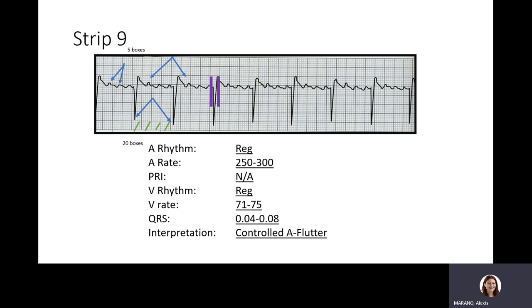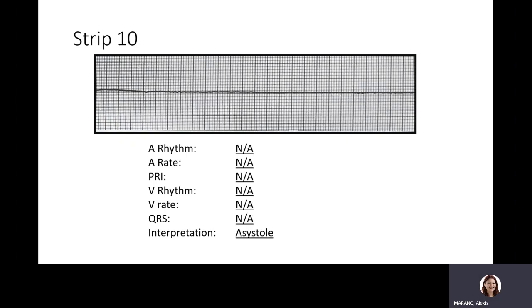Ventricular rhythm is regular. The rate is 71 to 75. My QRS is measuring between 0.04 and 0.08. And so the interpretation here is controlled A flutter. Again, it's controlled because the ventricular rate is less than 100. Strip number 10.